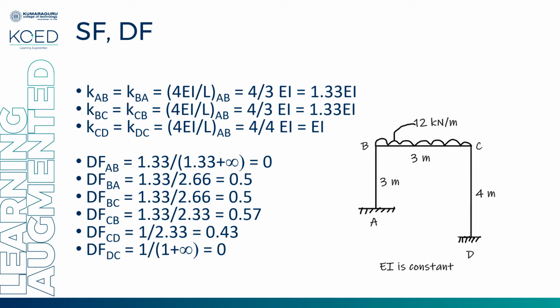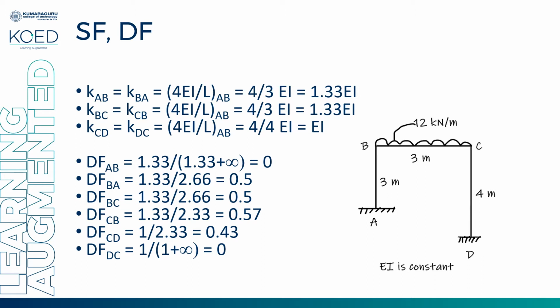To estimate the stiffness of a member, we need to look at the far end. If the far end is a fixed support or it is a continuous joint, then the stiffness value will be 4EI by L. If the far end is an exterior hinge, then the stiffness value will be 3EI by L. In our case, all the values are 4EI by L. Only the L value for the member CD is 4 meters, whereas for AB and BC it is 3 meters.